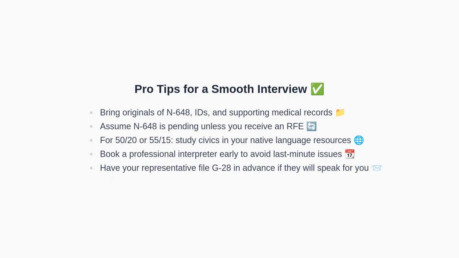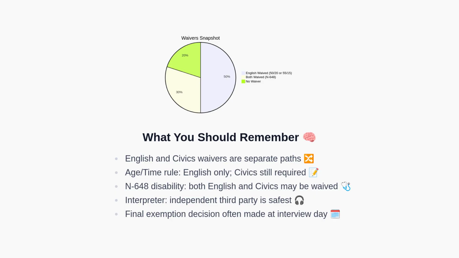If you qualify under the age and time rule, study civics using native language resources. Schedule a professional, independent interpreter ahead of time. If you want someone to speak on your behalf, ensure a representative has filed Form G-28 in advance. Remember that English and civics waivers are separate. The age and time rule waives English only, whereas a properly supported medical disability via N648 can waive both tests. An independent interpreter is generally the safest choice. Finally, be aware that the formal decision on your exemption is often made by the officer at the interview.